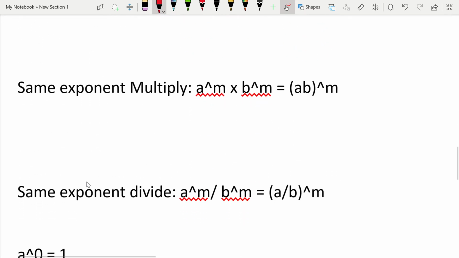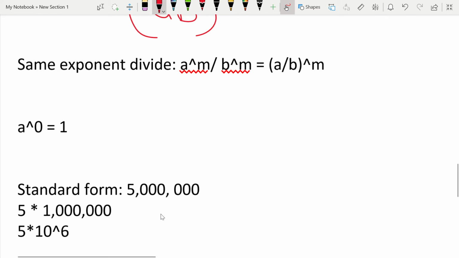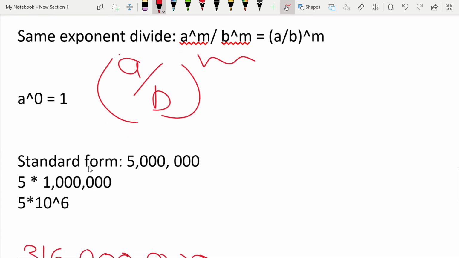Same exponent multiplication. If you have the exponent as the same, for example we have to take a to the power of m times b to the power of m, you just do ab in brackets to the power of m. That's it. Same exponent divide: you just do a by b in brackets to the power of m. Okay? And also remember, any number to the power of 0 is equal to 1.